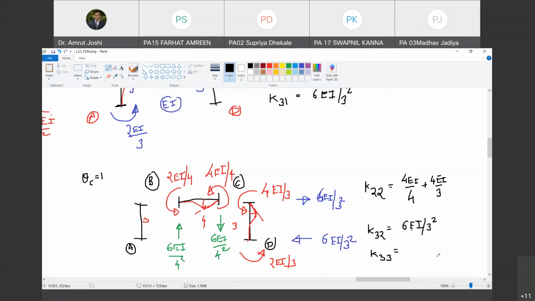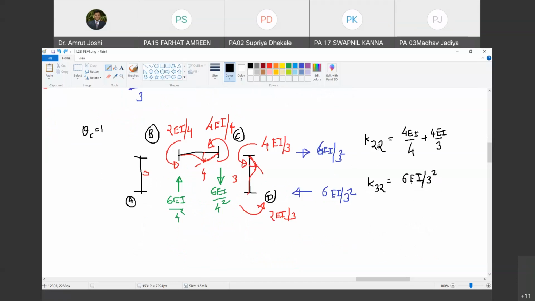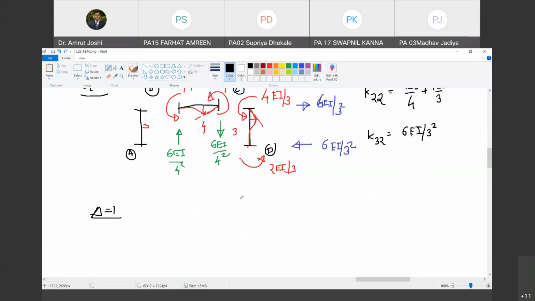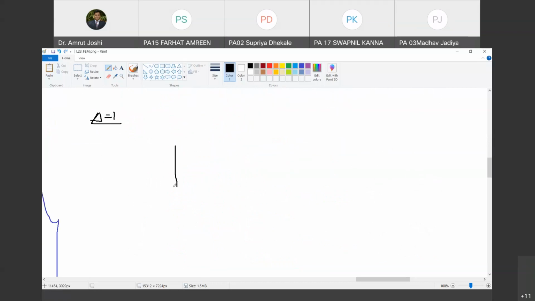This is done because there is no 4. So K22, K32 is done. There is no K42. So therefore now we are going to make delta equal to 1 because delta is 3. Are you with me? Yes. So in the restrained structure, I am going to make delta equal to 1.